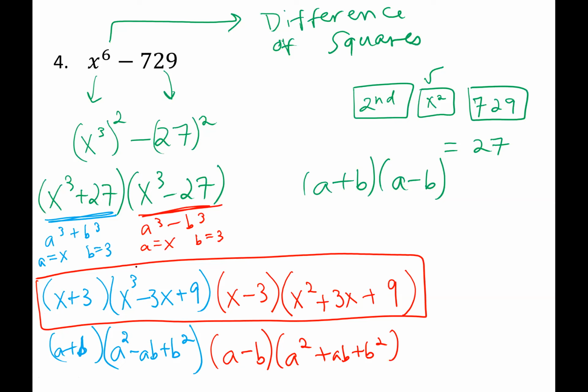And one more time, our final answer was x plus 3, x squared, oops, I made an error. I hope I said it right, but I think I wrote it wrong before. I had written x to the third, it should be x squared. So starting again, here's our final answer. Ready? x plus 3, x squared minus 3x plus 9, x minus 3, x squared plus 3x plus 9. And we're done. Okay, good.